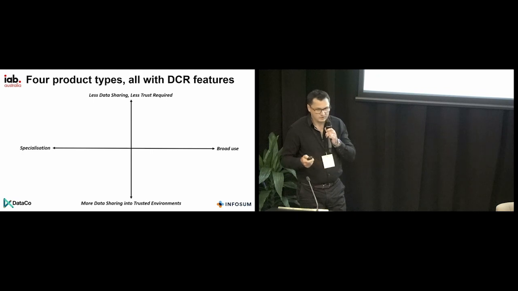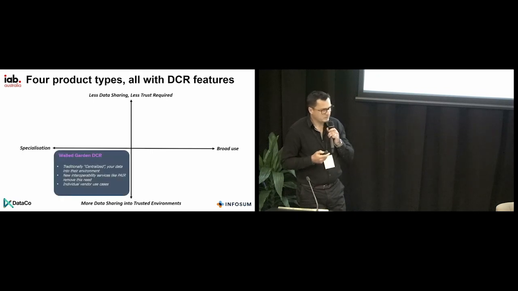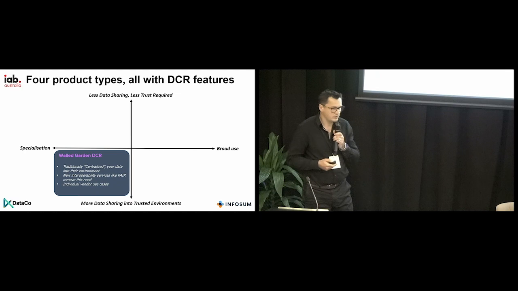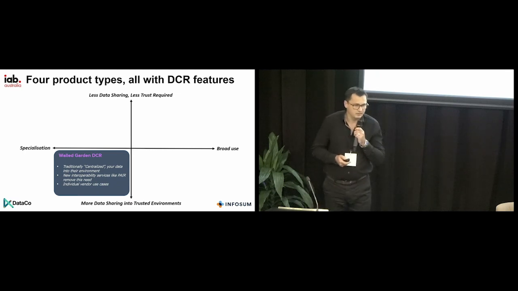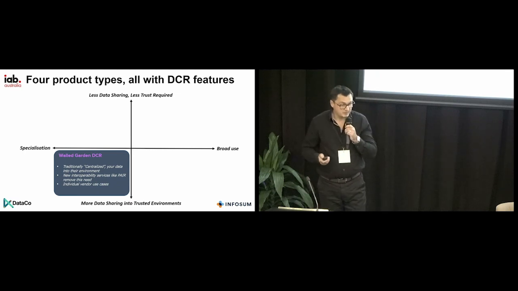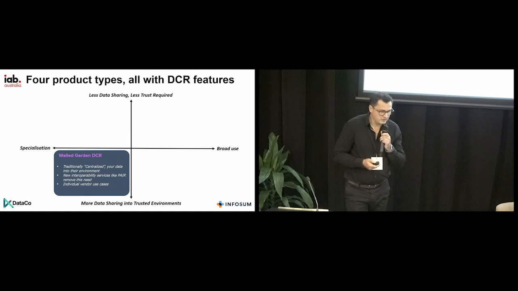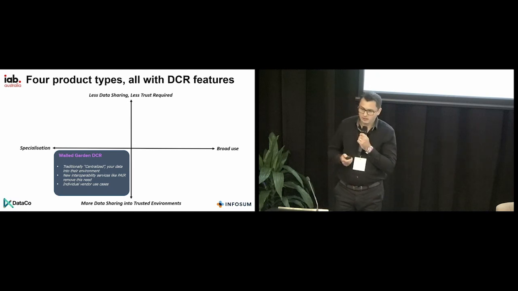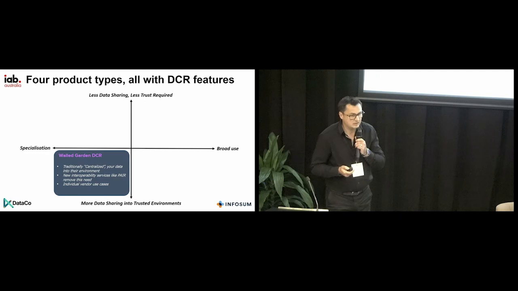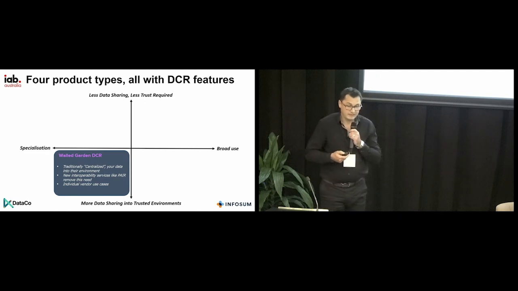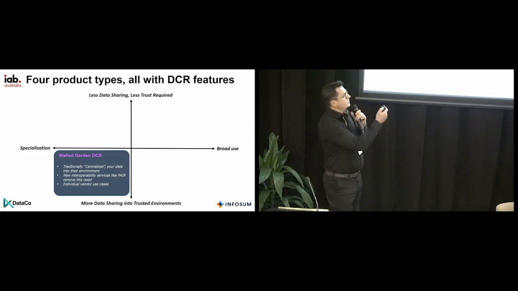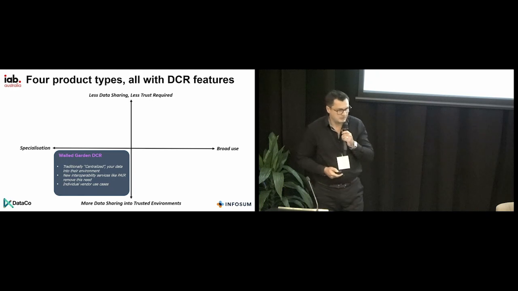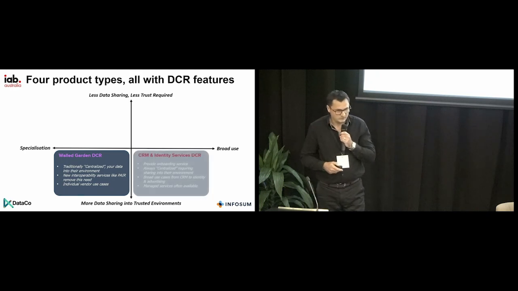So the first one to start with is the one we're probably most familiar with, which is the walled garden data clean room. These are specialized because they're used for individual vendor use cases. Traditionally, you need to centralize or share your data into their environment, but even this is changing now. With new interoperability capabilities like Google PAIR, this box is going to shift up. But currently, let's just keep it in that box for now.